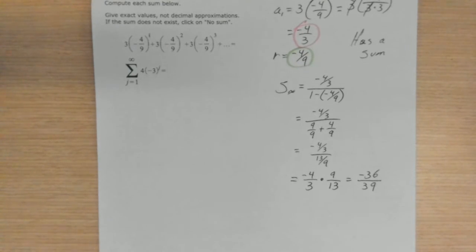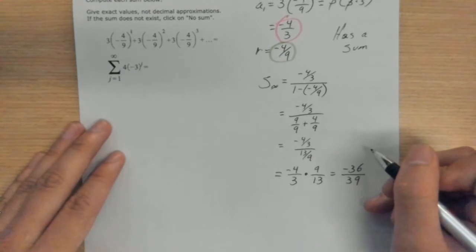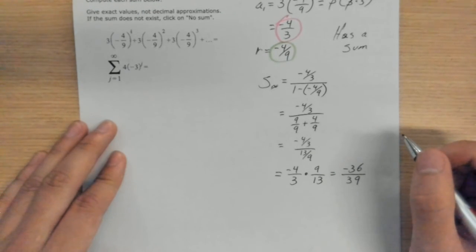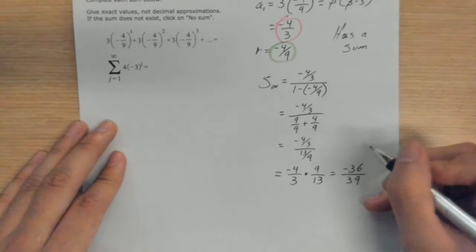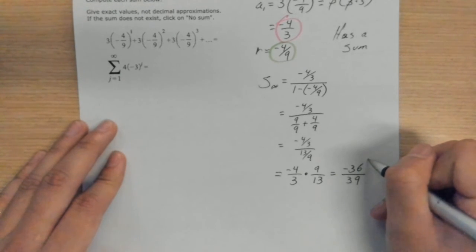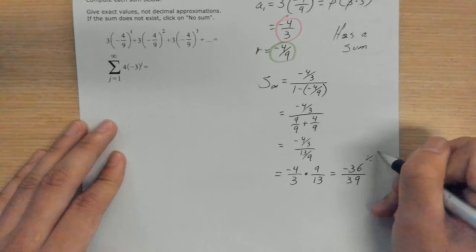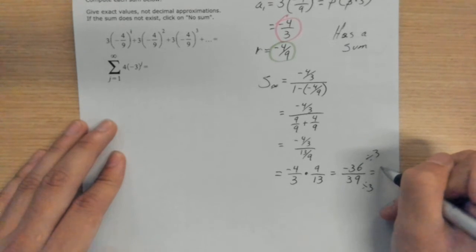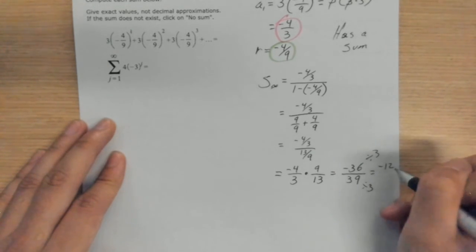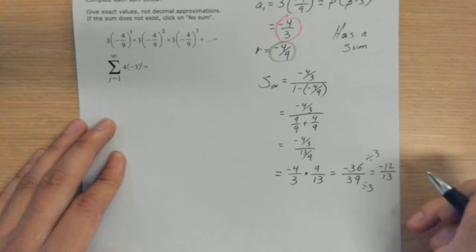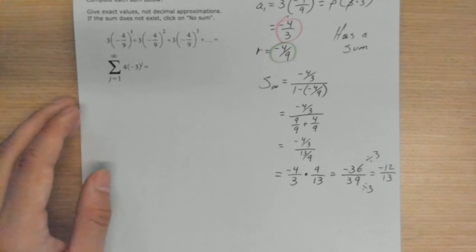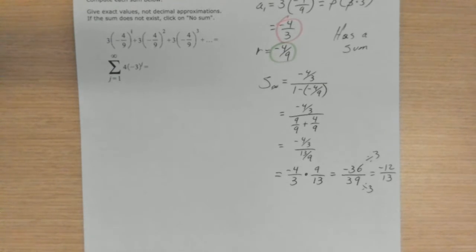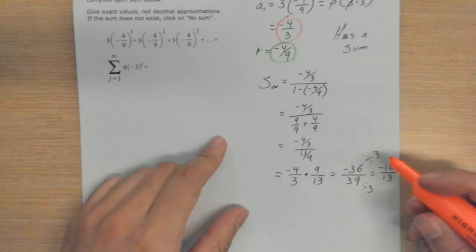So is 36 divisible by 3? Yeah, both of these are divisible by 3. You can simplify this. They're not divisible by 9, but they're divisible by 3. So that'll give me minus 12 over 13. And that's the final answer. That's it. We finished.